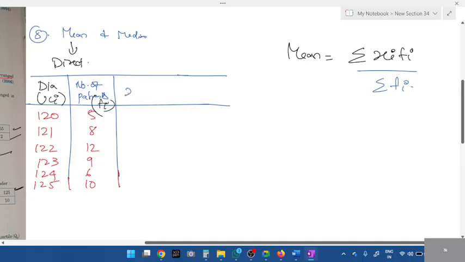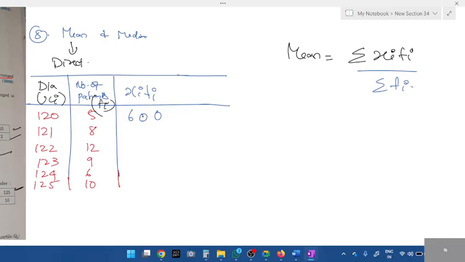Let me write xi fi, students. Multiply fi into xi. I'll just write the first value. 5 into 120, 600. This would take time, but I want all of you to complete it. It would take a lot of time to multiply. Complete it. The remaining questions we'll do tomorrow.